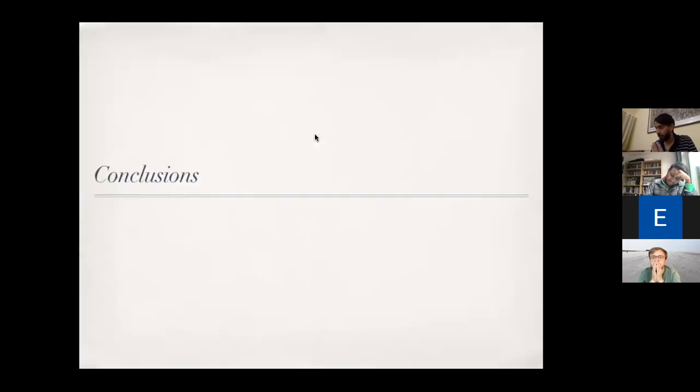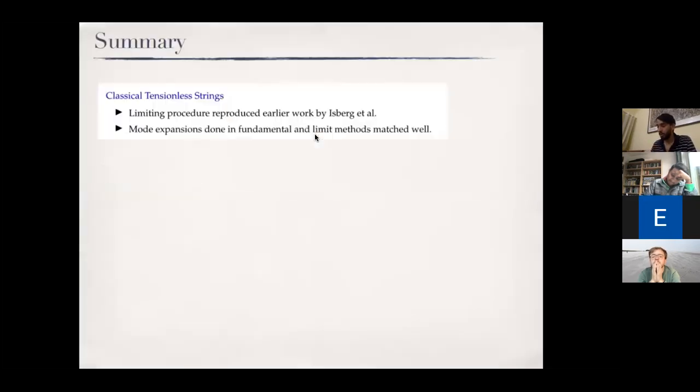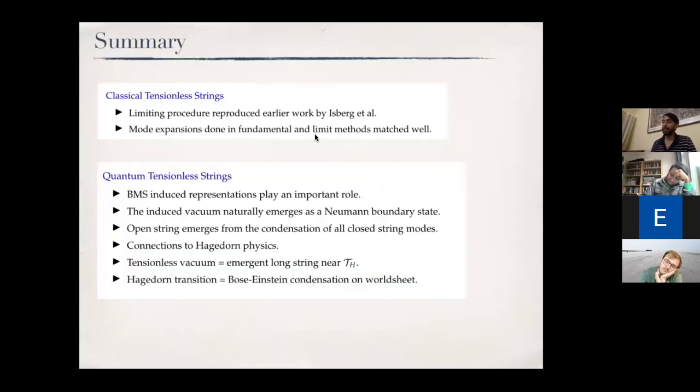So that was what it was. So what did we do? We looked at classical tensionless strings. We produced a limiting procedure following earlier work by Isberg et al. There were mode expansions that were done in both the fundamental and the limiting way. Things matched up well. When you're looking at the quantum tensionless strings, the BMS induced representations played an important role.